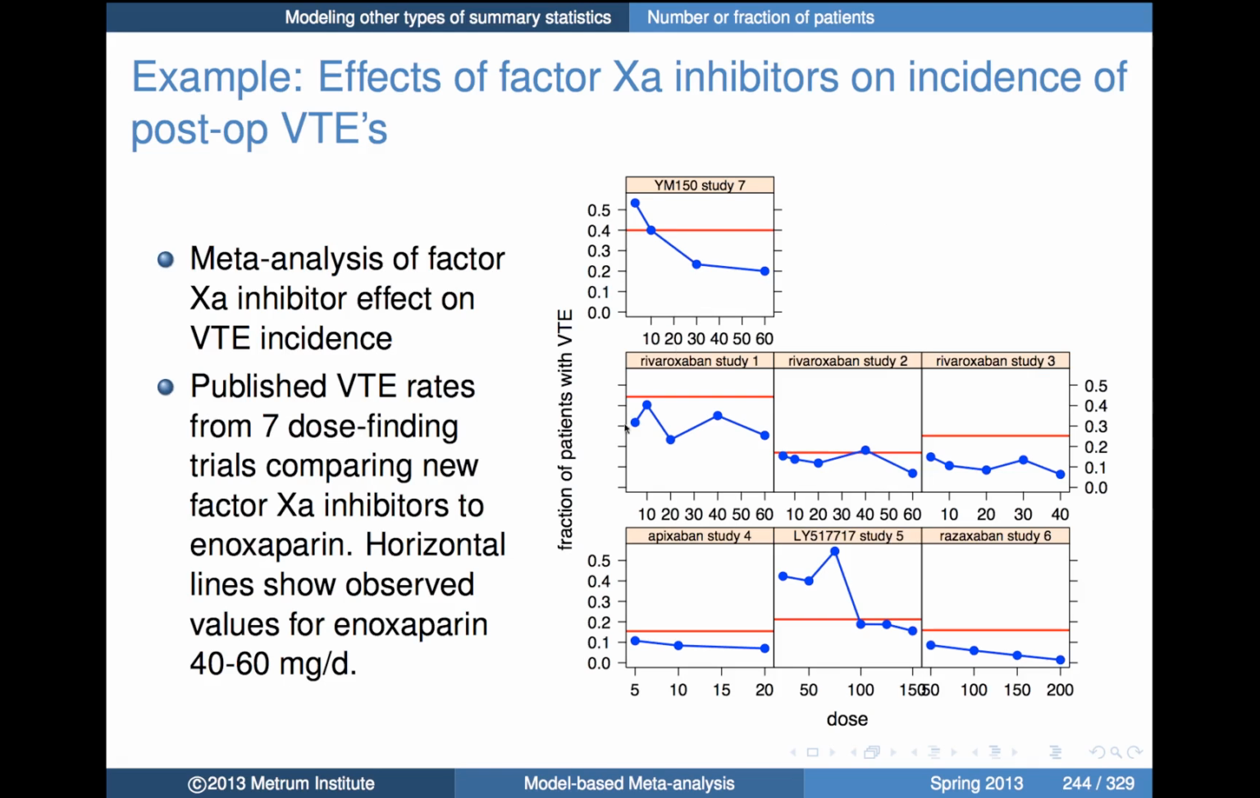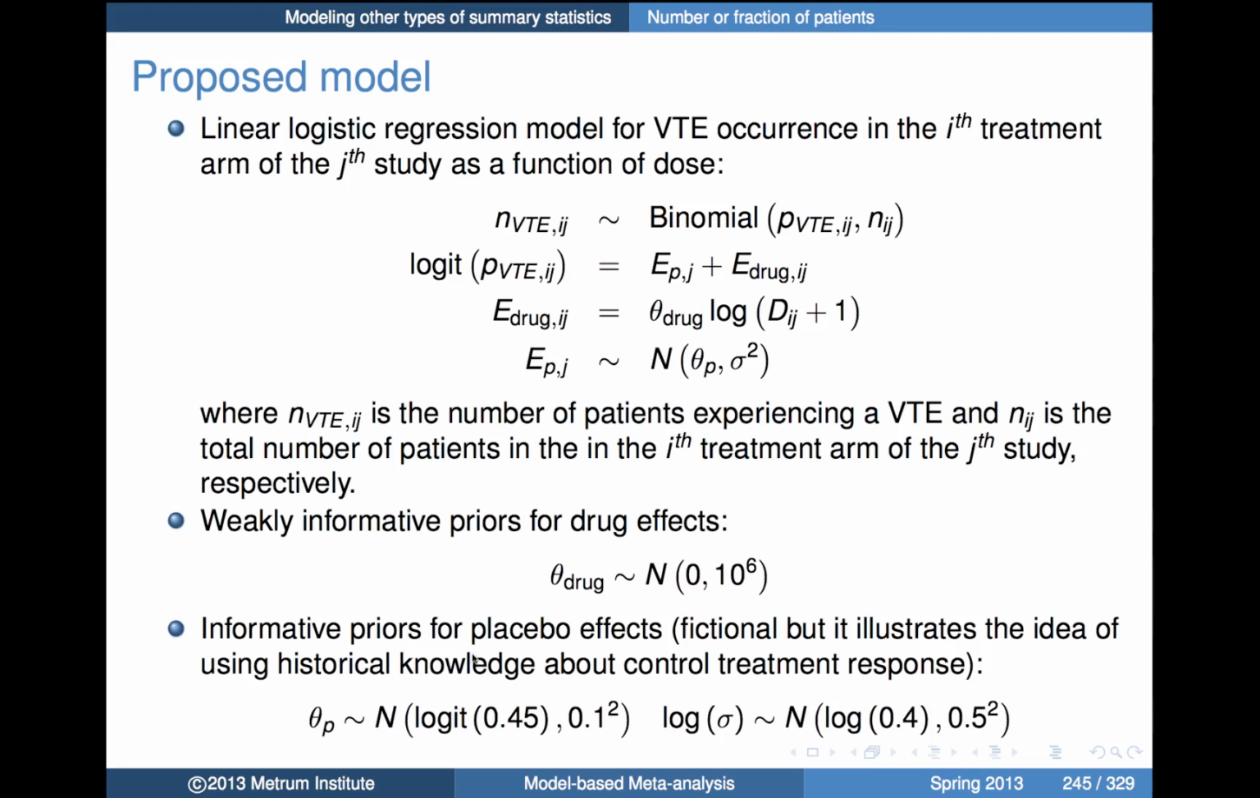Anyway, the red horizontal lines on each of these represent the fraction of patients that experience VTEs that were on that reference treatment, the enoxaparin. So we're going to be analyzing that data. That's pretty much the story for that slide.